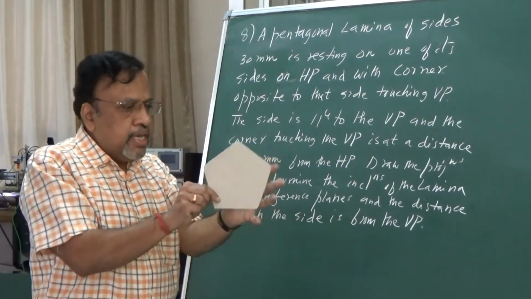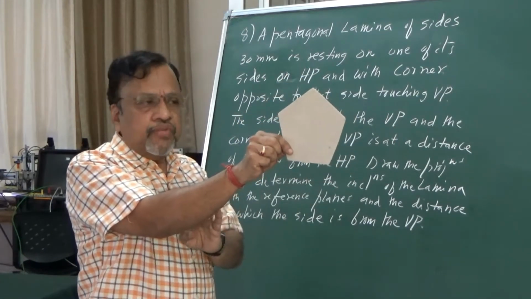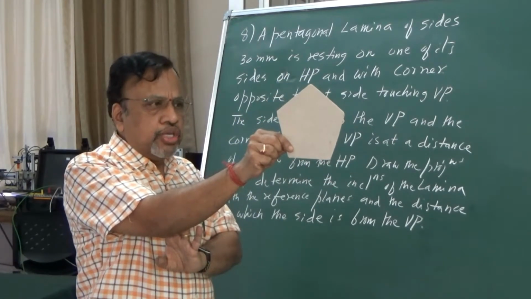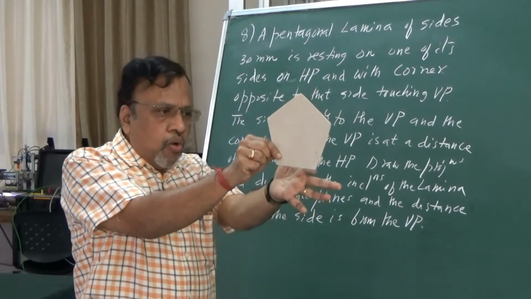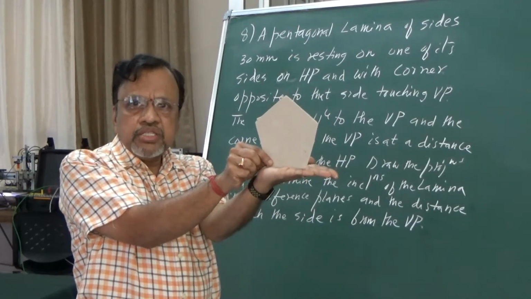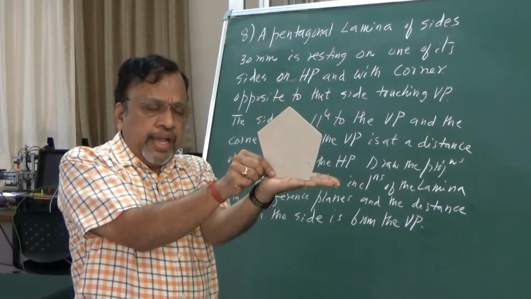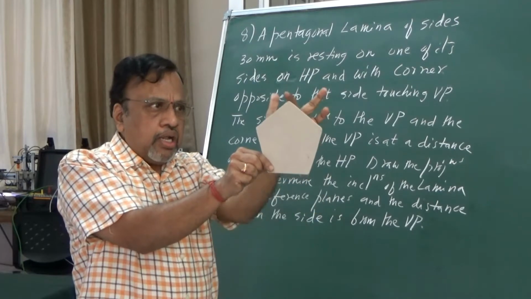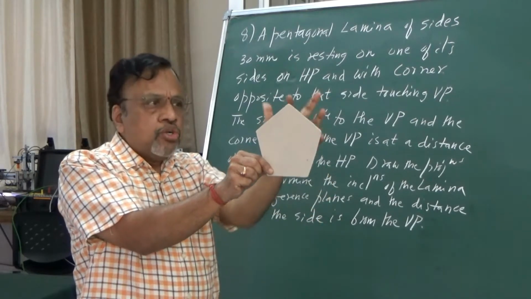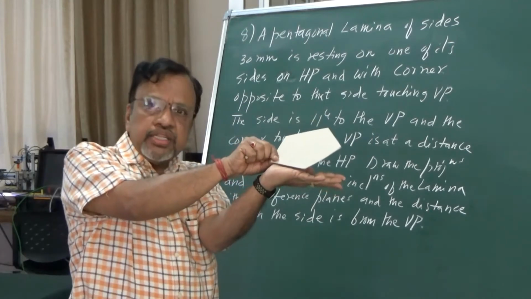So let us say I consider the lamina in this way and start from the front view. I will first draw the lamina such that one of the sides is resting on HP itself. I can indicate it like this. That is my first figure. Next, I need to see that the corner opposite to this particular side should touch VP. That means it should incline like this.